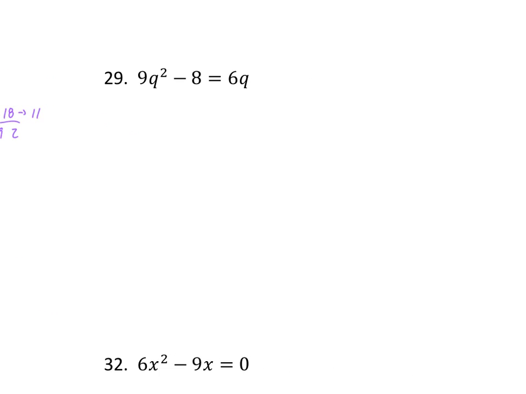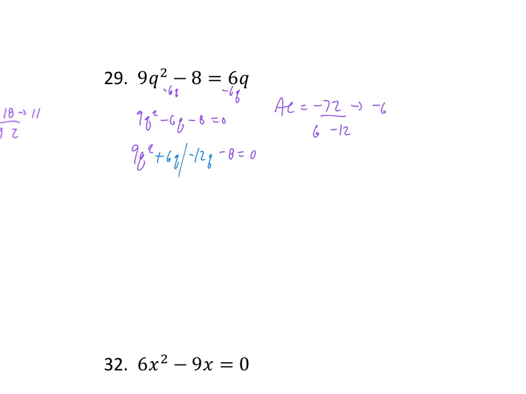Once again, did not have a 0 on one side, so I'm going to subtract 6q. 9q squared minus 6q minus 8 equals 0. Again, no common factors, so go to the AC method. A times C, so 9 times 8 is 72, so negative 72. Negative 72 factors that add up to negative 6, which would be positive 6 and negative 12. Plus 6q minus 12q minus 8 equals 0.